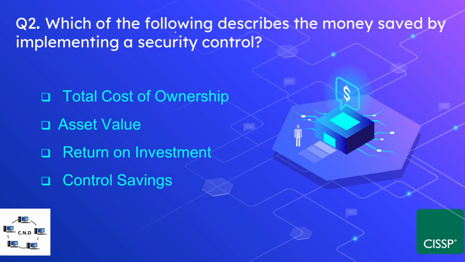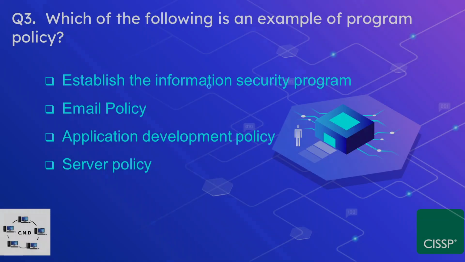Question number 2 is: which of the following describes the money saved by implementing a security control? The options are total cost of ownership, asset value, return on investment, and control savings. And the correct option is return on investment, which is the money saved by implementing a security control.